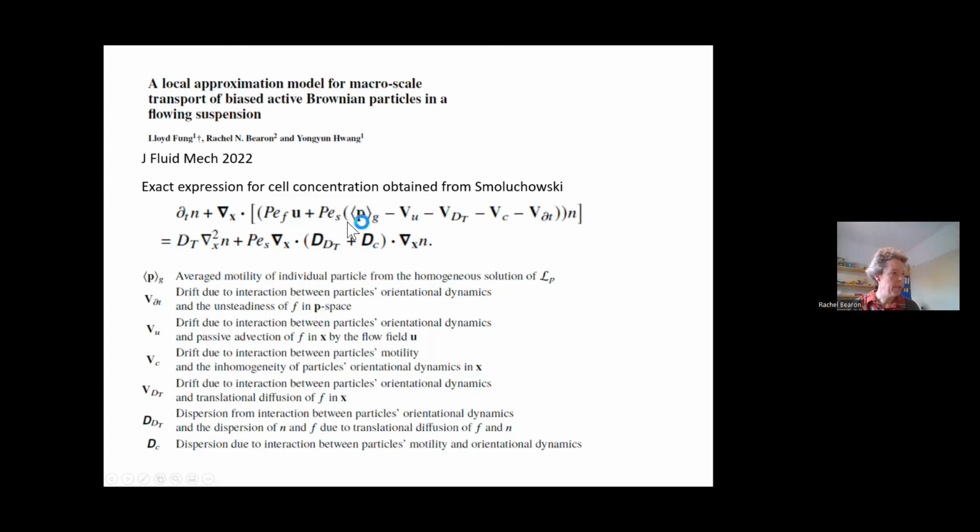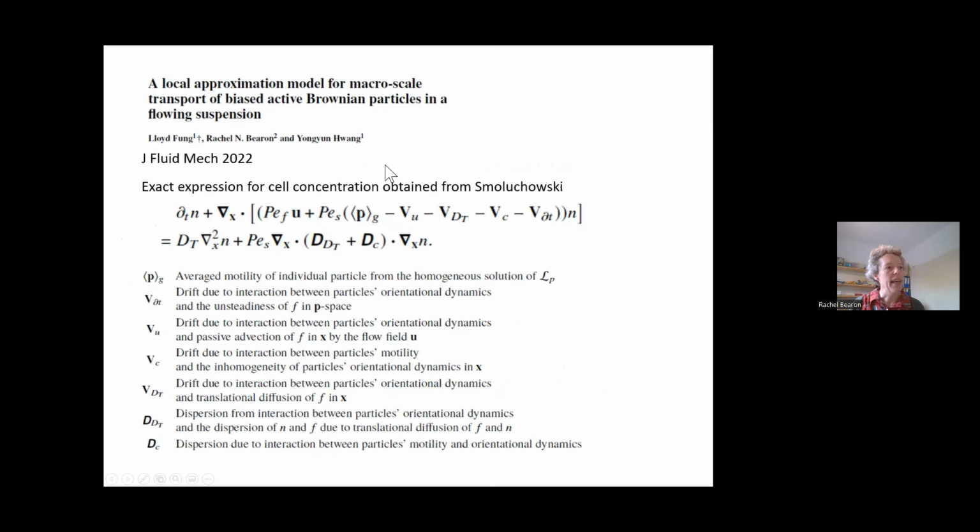So going into just a little bit more detail about these terms. This PG, average motility from homogeneous solution of the orientational dynamics, VDT, this is the interaction between orientational and steadiness, VU to do with passive advection and so forth. As I say, there's quite a lot of terms in here that are broken down. And this is exact.